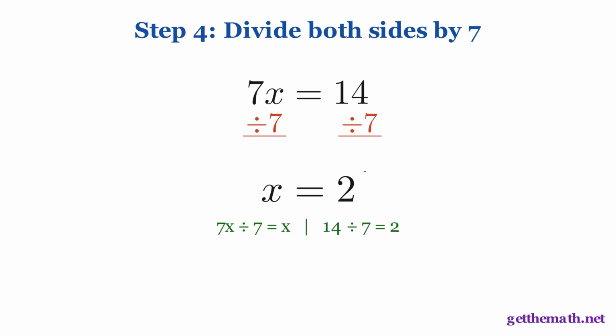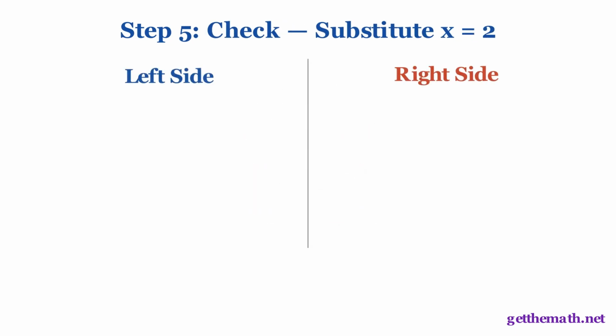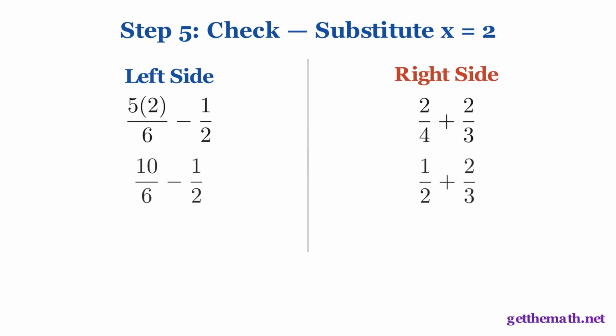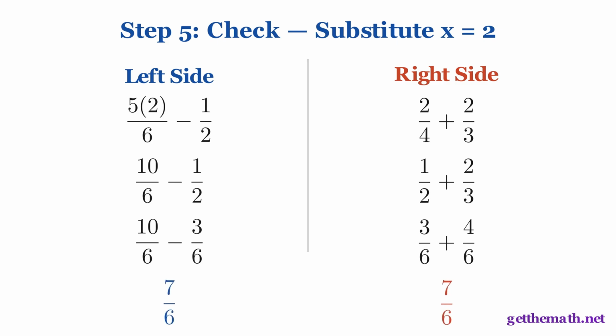Step 5. Always check your answer. Substitute x equals 2 back into the original equation. Left side, 5 times 2 over 6 minus 1/2. 10 over 6 simplifies to 5/3. 5/3 minus 1/2. Common denominator is 6. 10 over 6 minus 3 over 6 equals 7 over 6.